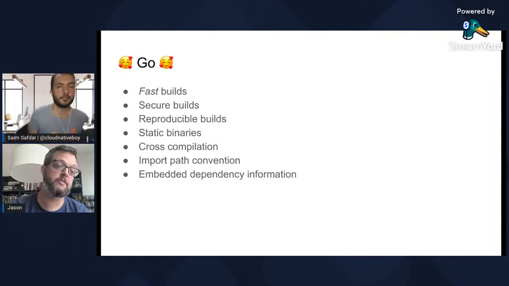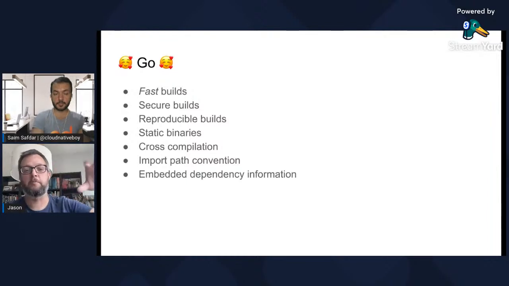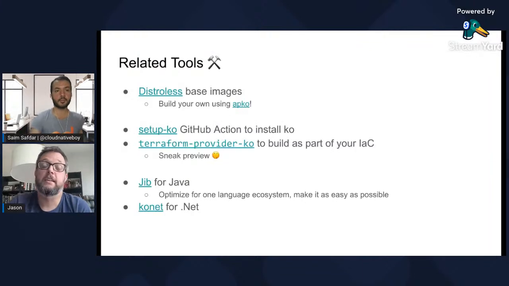It gives us static binaries, so we don't have to care about the C libraries that we depend on. Everything's just bundled up into those binaries. It gives us cross-compilation, which makes multi-platform images really easy. It has this nice import path convention where you can say this string represents where this application lives, and that gives us that YAML templating I talked about before, and it embeds dependency information that we extract and generate SBOMs out of. So that's my love letter to Go slide.